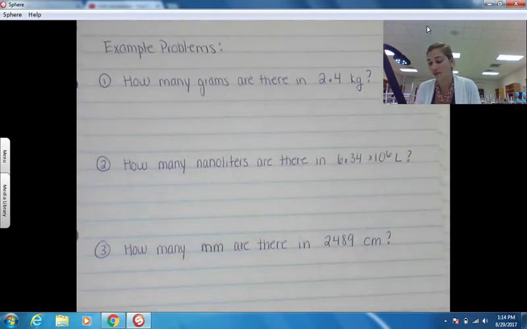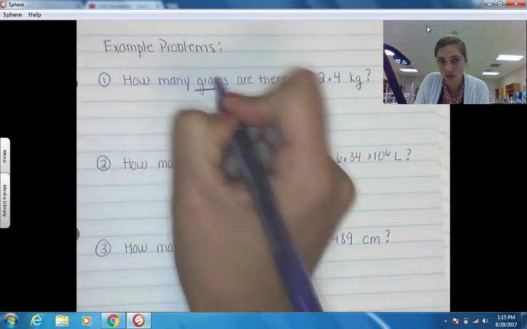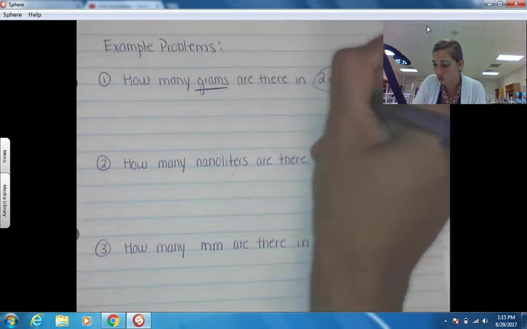First problem we have here is: how many grams are there in 2.4 kilograms? Now I have a very specific process on how I want you to complete these problems. It's called dimensional analysis. The way that we do this is by looking at the units that we have, crossing out units that we want to get rid of, and converting it into the unit that we want to get into. So what I like to do is point out what we're given and what we are looking for. It says how many grams, this is what we are looking for, are there in 2.4 kilograms. This is what we were given.